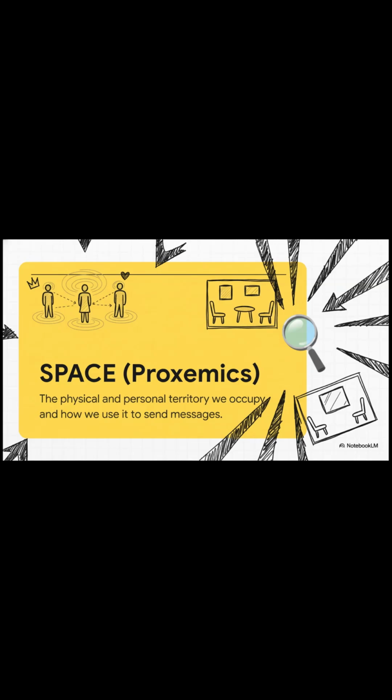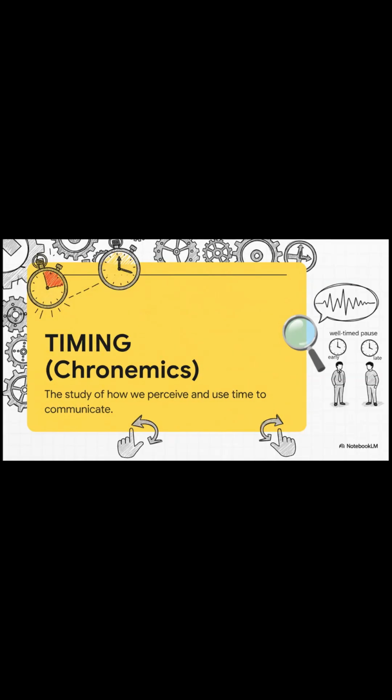You know, how you spread your stuff out on a table at a coffee shop? It's also about how we arrange ourselves in a room. All of it, every little bit, sends a message from "I'm comfortable with you" to "I'm in charge here." Next, we've got timing, or chronemics. This is all about the rhythm and pace of our actions.